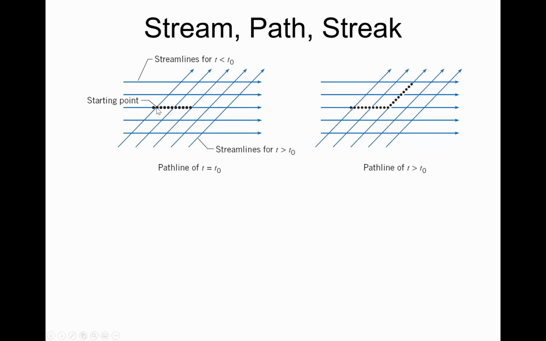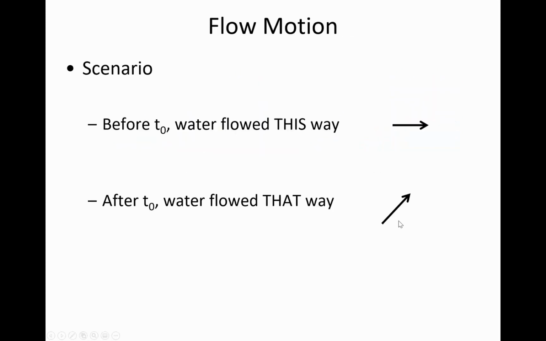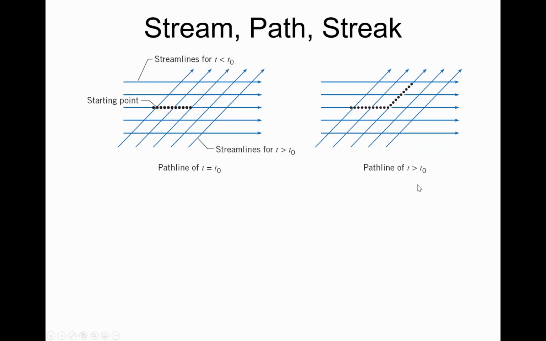You can see these black dots just indicate what direction the particle moved. It started here at this location, and then it got pushed to the right by the flowing fluid. But then after T0, remember at T0 the flow direction changed, and so the particle got moved. These dotted lines, each of these dots just shows you where the particle was at a certain time. And then it changed direction, and the particle got moved upward and to the right.